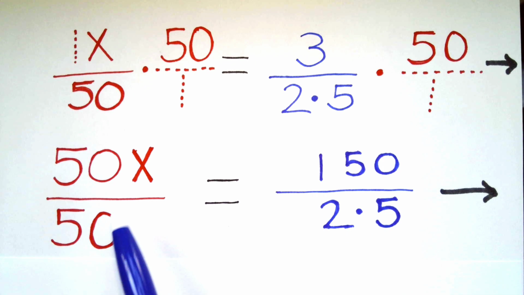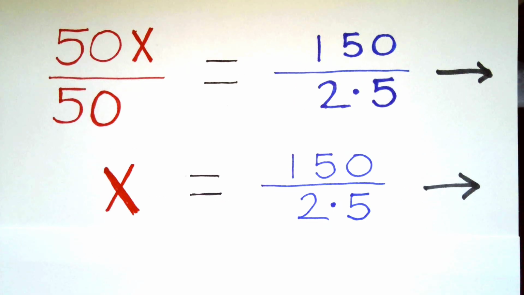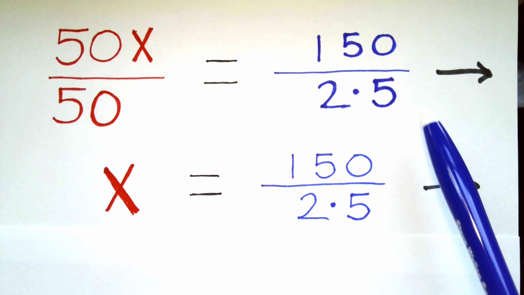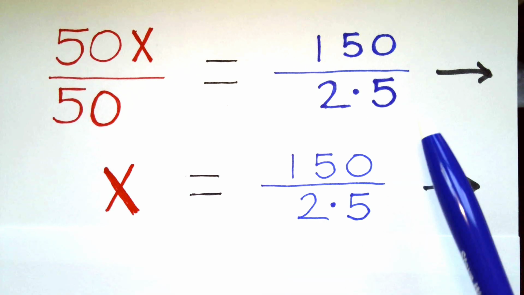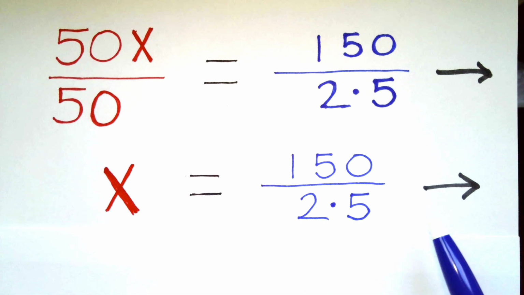So what is 50 over 50, or anything over itself, equal to? All right, if you said 1, or the invisible 1x, absolutely correct. 50 over 50 is 1. X, or just X, equals 150 divided by 2.5. Remember, every fraction is a division problem. 150 divided by 2.5. Hey, let's get into our long division. Let's solve this problem.